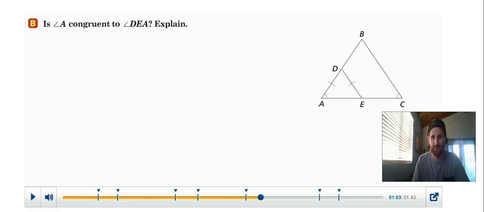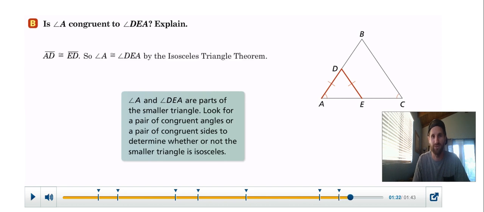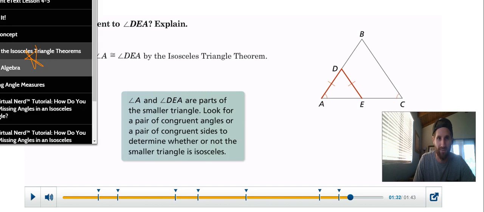And so if we scrub this forward a little bit more, we'll know that this is true because of the isosceles triangle theorem. So there's our answer for part B. Okay, so make sure you get both of those pieces written down. All right, let's take a look at another problem here using algebra. Fun, fun, fun.